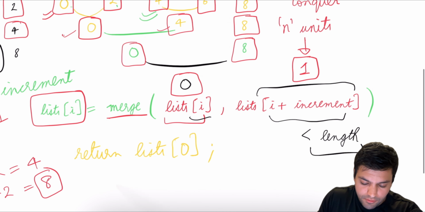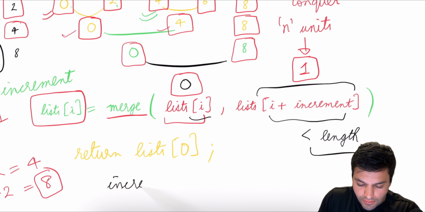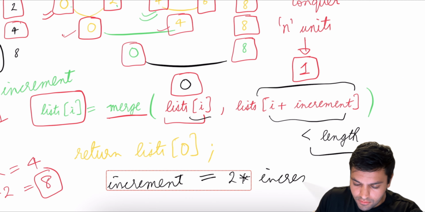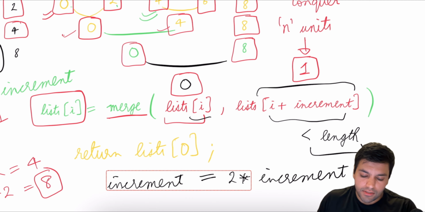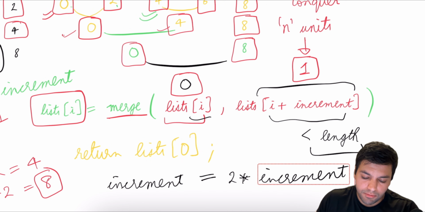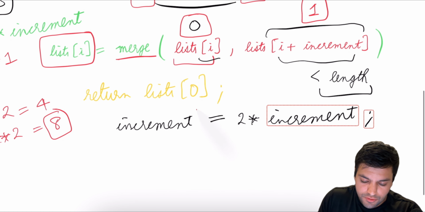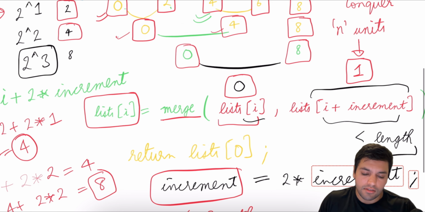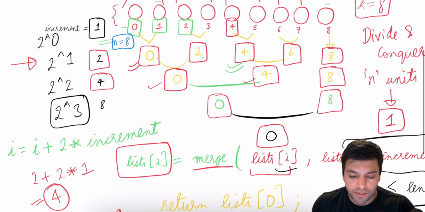So increment would be simply equal to 2 times increment. And the while check for increment would be, so increment should be less than length. So this would make more sense when we are writing the code.